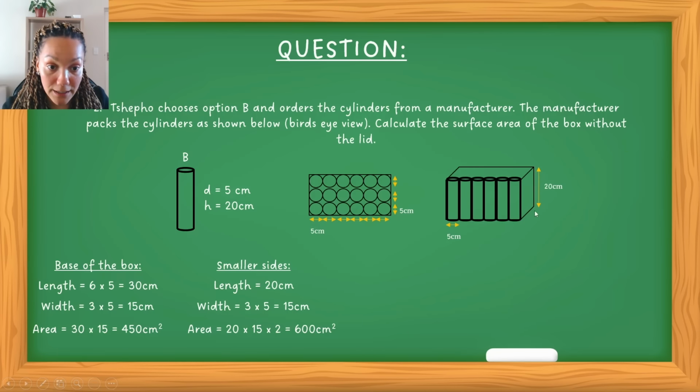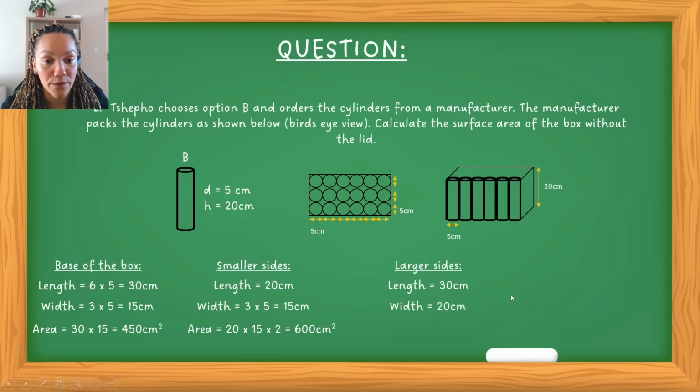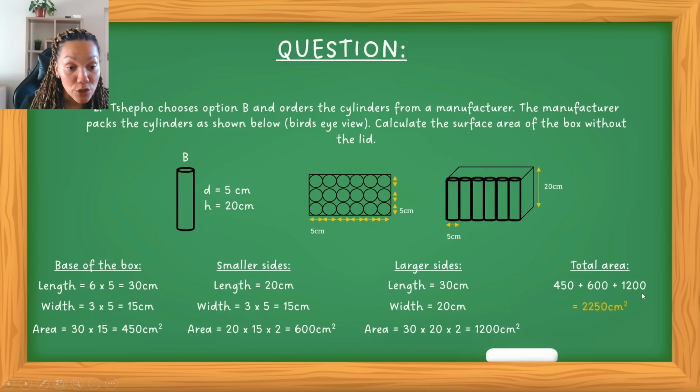Okay, so the larger rectangles will then be the length, which is 6 fives, so 30. And then the width here is 20 because that's given. So the area of this is then 30 times 20, which is the area of this rectangle, and there's 2 of them, so multiply by 2, and my answer is 1,200 centimeters squared. Okay, so the total area is then the 450 plus the 600 plus the 1,200, and it will give us 2,250 centimeters squared.